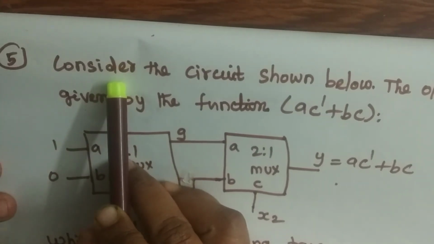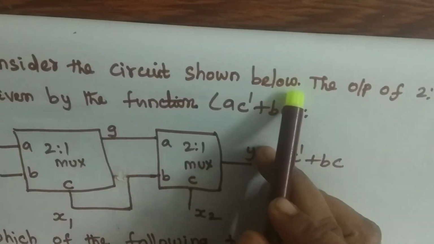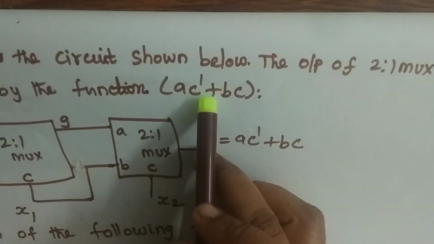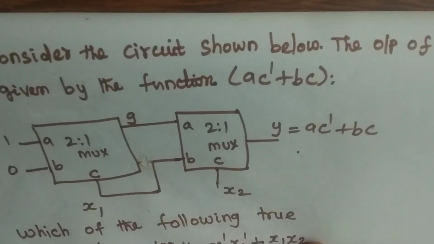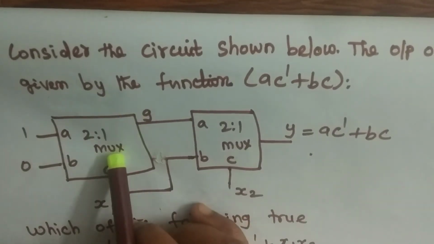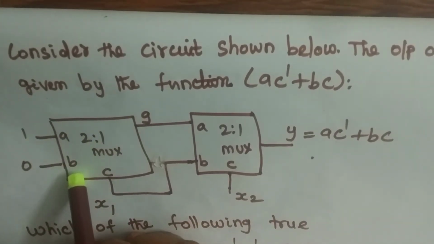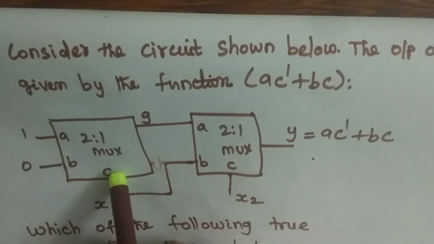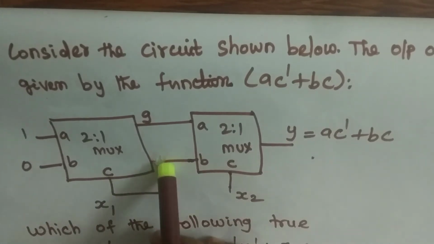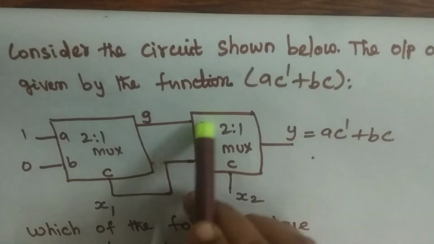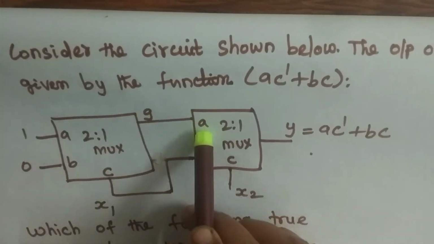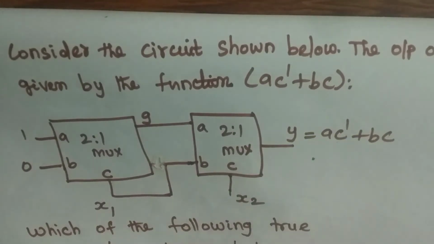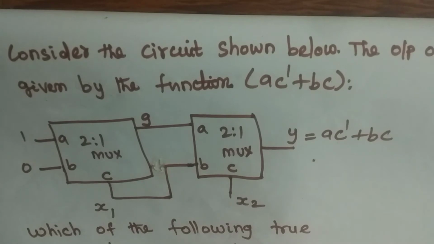Next question. Fifth question. Consider the circuit shown below. The output of the 2 cross 1 mux is given by the function AC dash plus BC. See the circuit. This is a 2 cross 1 mux. The inputs are A, B. Here we are feeding 1 and 0 corresponding to AB. C is X1. X1 is connected with the B input for the next mux. G is given to A. For C is X2. Y is equal to AC dash plus BC. So this is the given circuit.